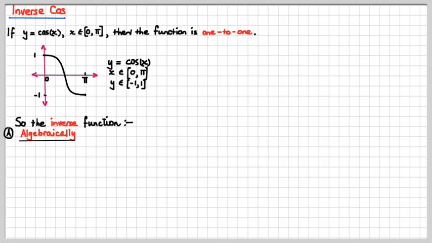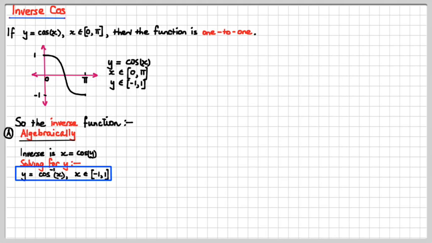So for the inverse, the same procedure as we did before algebraically. We'd say the inverse is x equals cos y, where y is now the angle. So in other words, we can write that as y is the angle whose cos is x, where x now goes from minus 1 to 1 inclusive, which is the domain, which was the same. This is the same as the range of the original cos function with the principal domain.